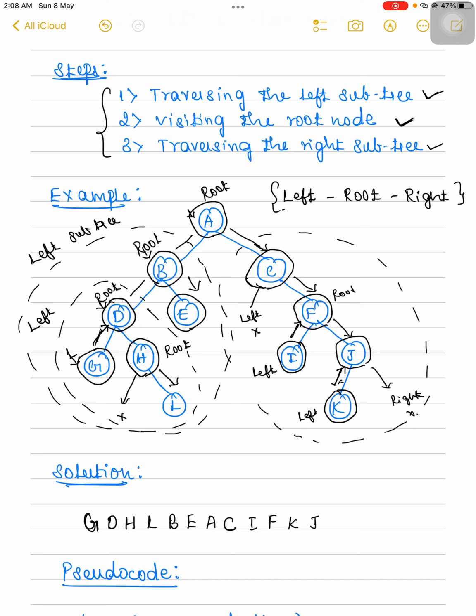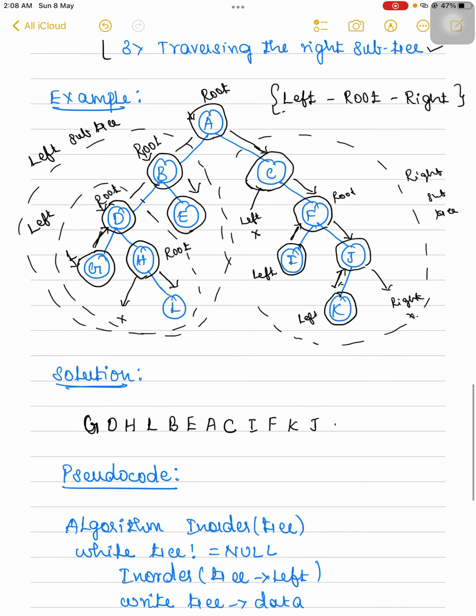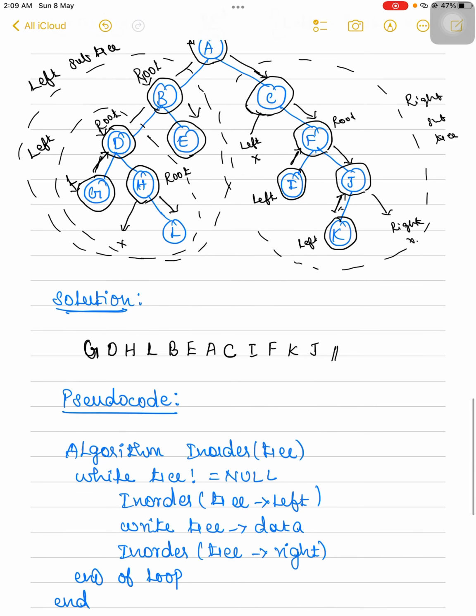So here visiting the left subtree is over, visiting the root node is also over, and visiting the right subtree is also over. And this is the solution. This is the order in which the nodes will be visited with the help of the in-order traversal algorithm.